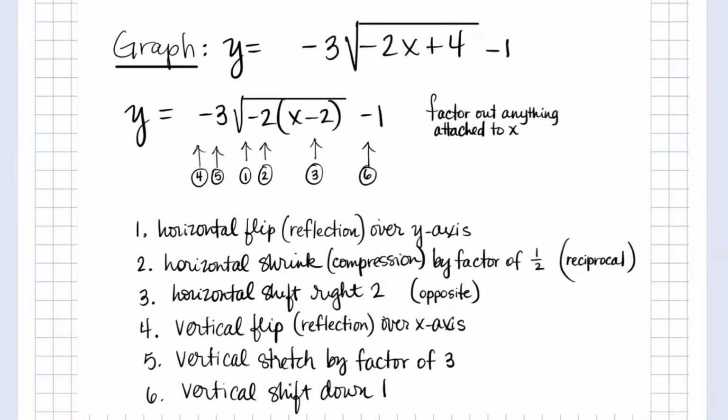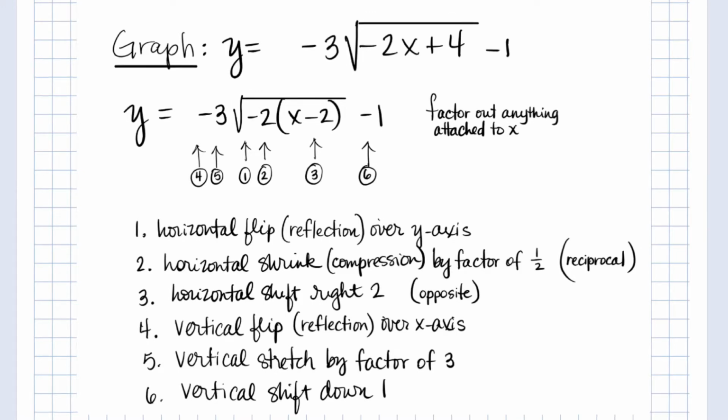The instructions say to graph y equals -3 times the square root of -2x plus 4, minus 1. You'll notice on the second line, the first thing we want to do is factor out anything that's attached to the x, whether that be a negative sign or a number or both. And when you factor that out, you just want to make sure that it multiplies back out to give you your original problem.